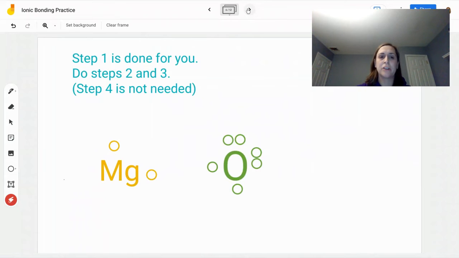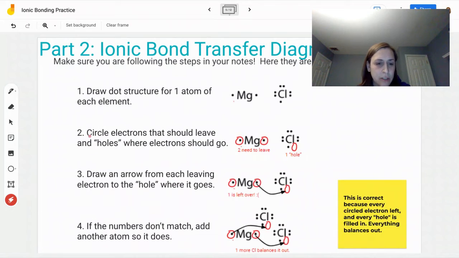Draw the dot structure for one atom of each element. So I've done that with magnesium and oxygen. It tells me to do step 2 and 3, and I left a clue here that step 4 isn't needed. So circle the electrons that should leave and the holes where the electrons should go. Then we're going to draw an arrow from each leaving electron to the hole where it goes.